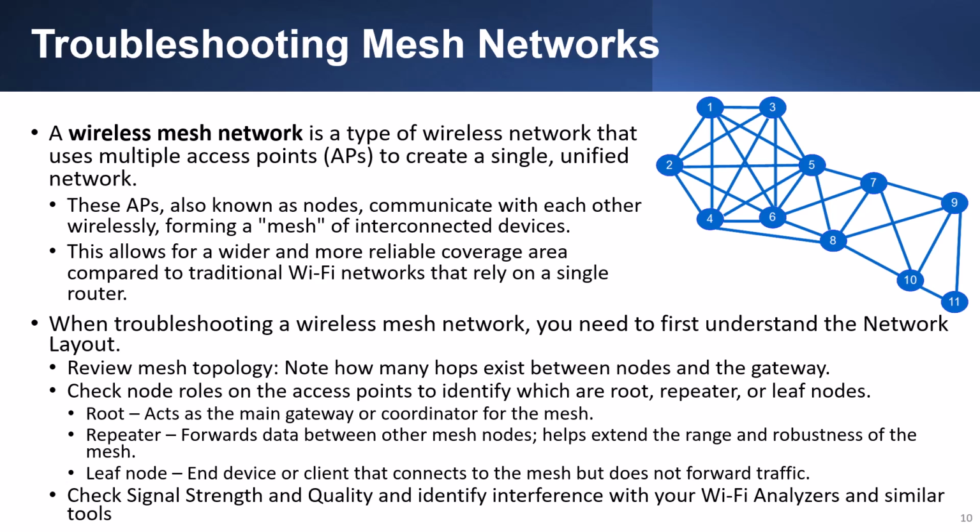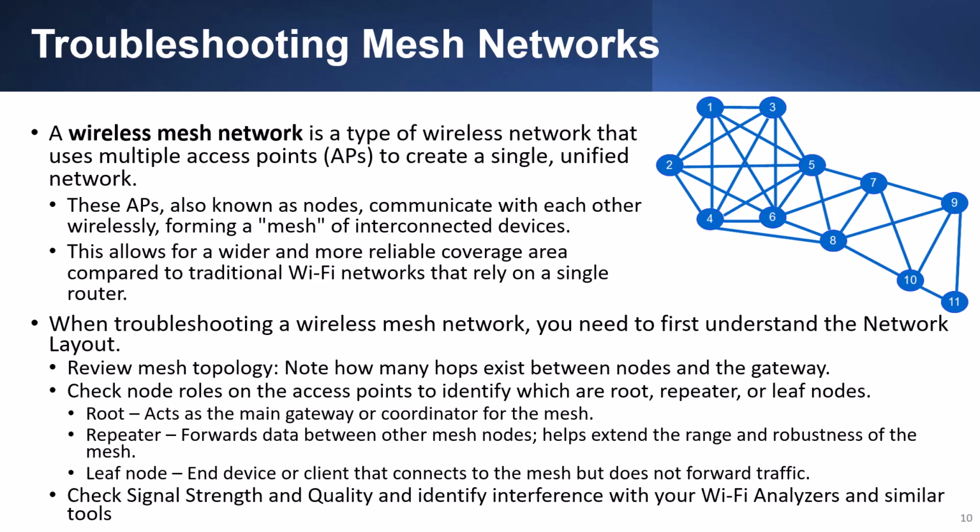Review the mesh topology and note how many hops exist between nodes and the gateway. Check node roles on the access points to identify which are root, repeater, or leaf nodes. The root acts as the main gateway or coordinator for the mesh. The repeater forwards data between other mesh nodes, which helps extend the range and robustness of the mesh. The leaf node is the end device or client that connects to the mesh but does not forward traffic.